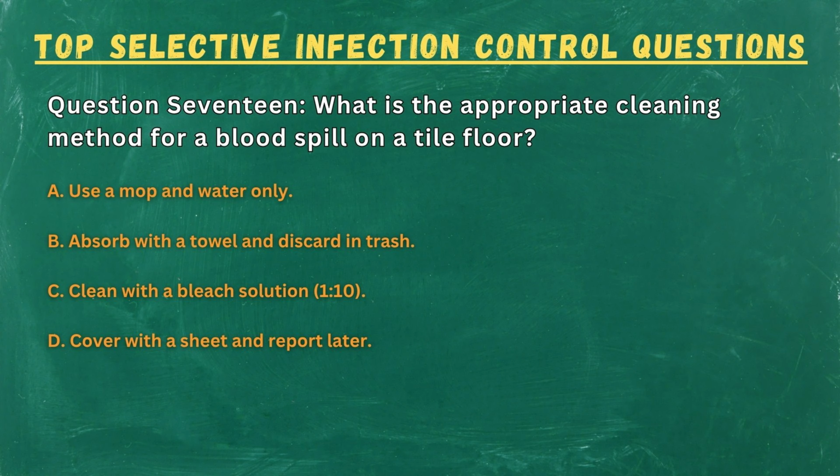Question 17. What is the appropriate cleaning method for a blood spill on a tile floor? A. Use a mop and water only. B. Absorb with a towel and discard in trash. C. Clean with a bleach solution 1:10. D. Cover with a sheet and report later. Answer: C. Clean with a bleach solution 1:10.